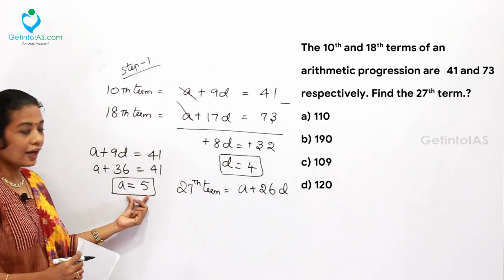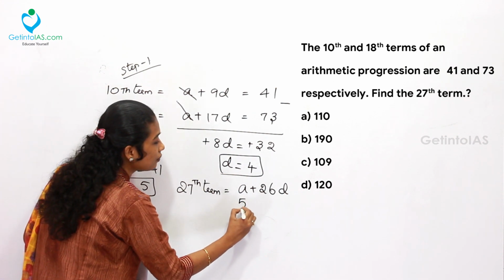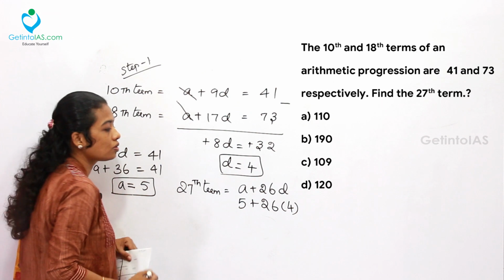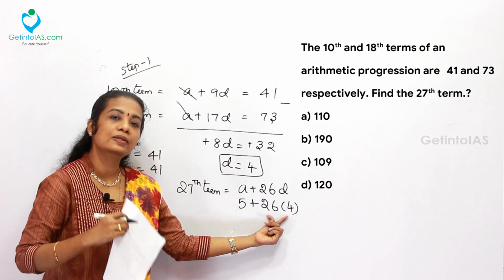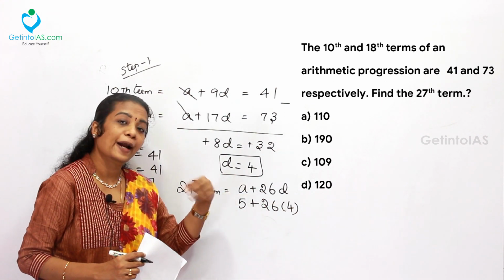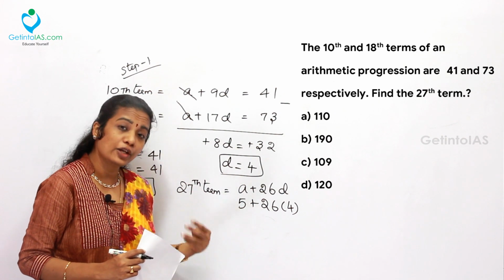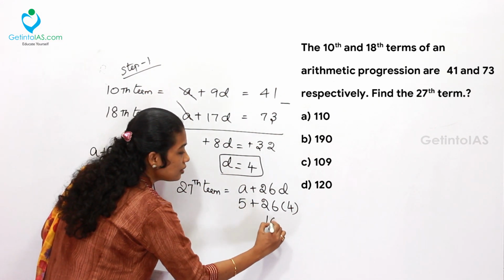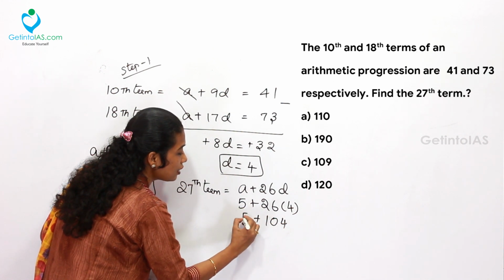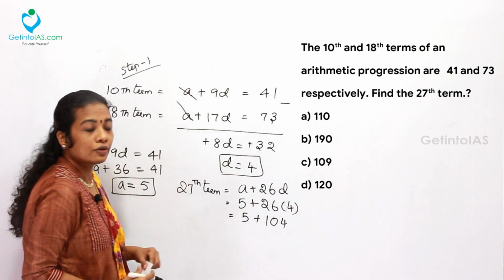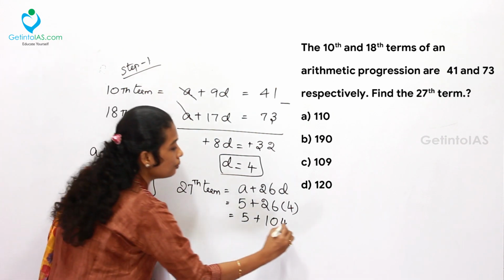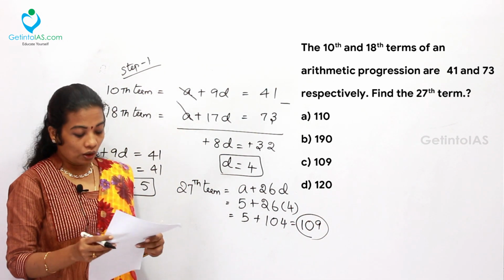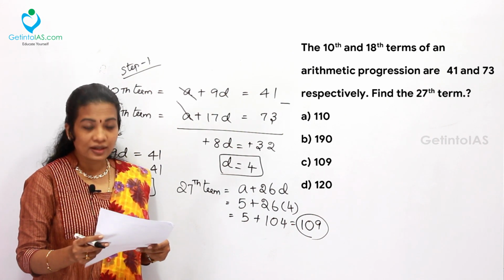That's all. What is A? Which is 5. 26 into D, which is 4. So any number into 4, you can simply double it twice. So 26 doubled is 52. Again you can double it for 4, 52 doubled is 104. So 104, and here A is 5. So what is the result for 5 plus 104? Simply it's going to be 109, and that is the answer, which is given in option C.